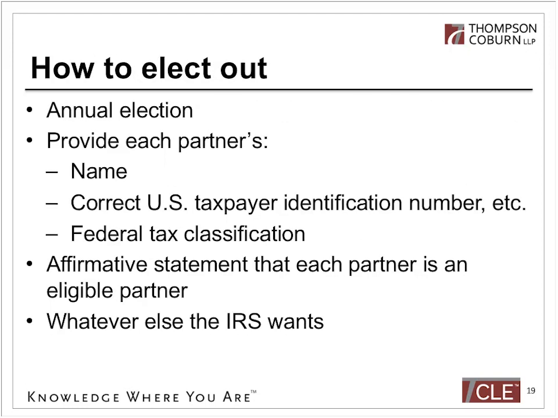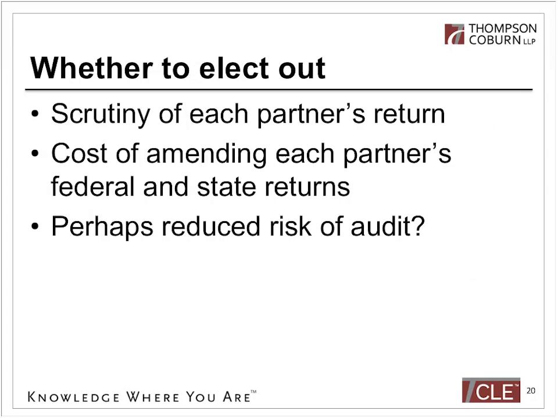If you are eligible to elect out, you can do it. It's an annual election on the partnership return, so each year you would need to separately do it. You have to provide certain information as listed on the slide. You have to promise that each partner is eligible and provide whatever else IRS wants. Do you really want to elect out?